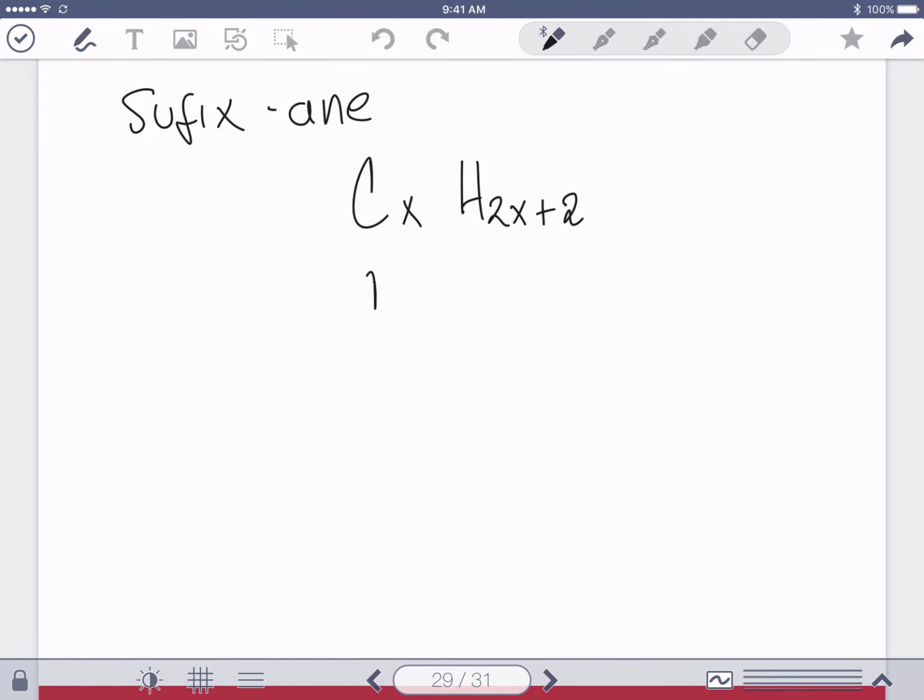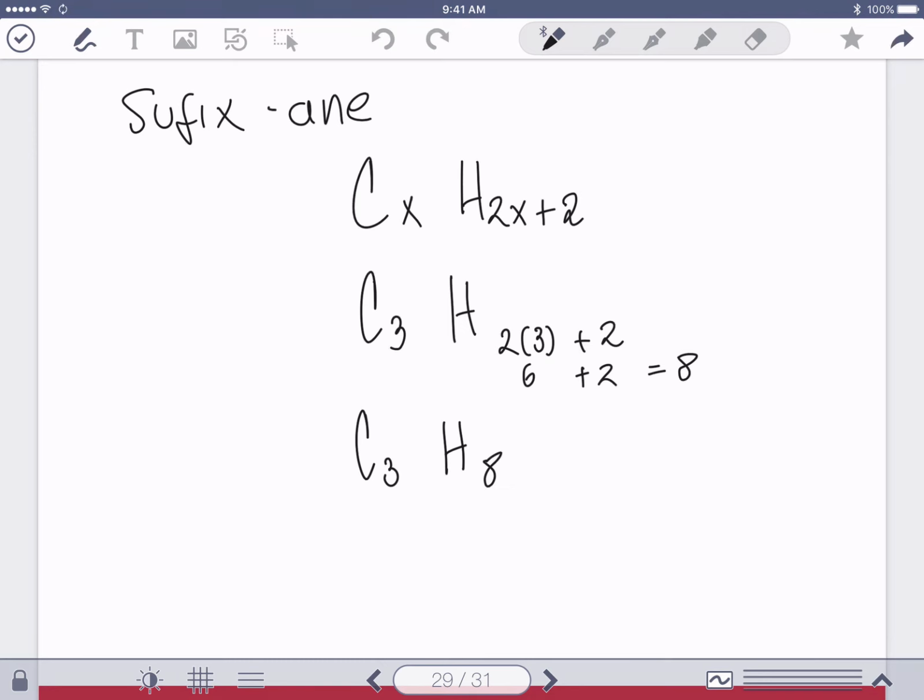So if we have C3, we would have 2 times 3 plus 2 hydrogen atoms. In that case, the formula for this compound will be C3H6 plus 2, equals 8, so H8. When we go about naming this compound, we're going to find that it is, that's right, propane.